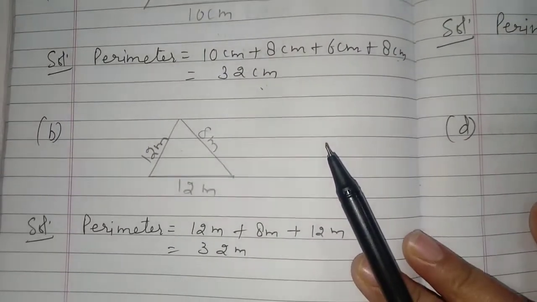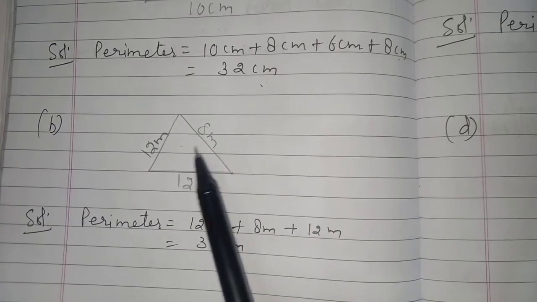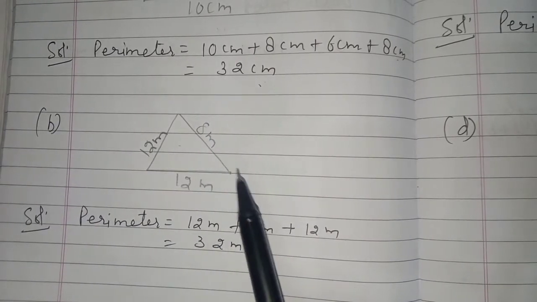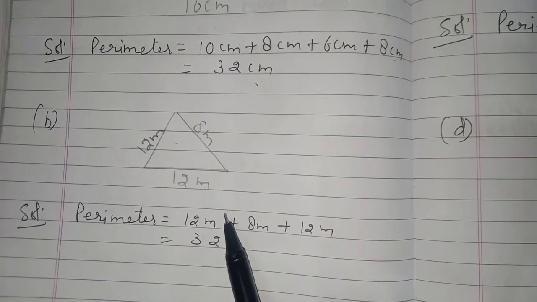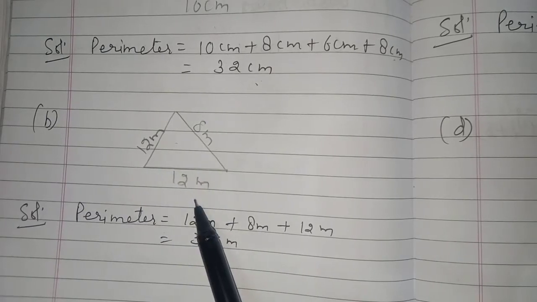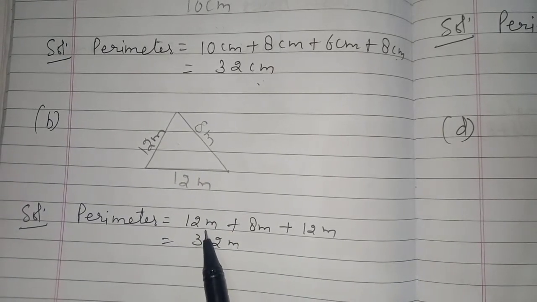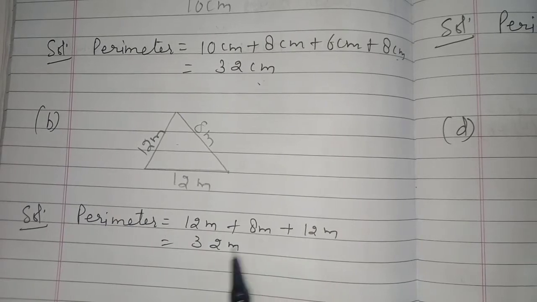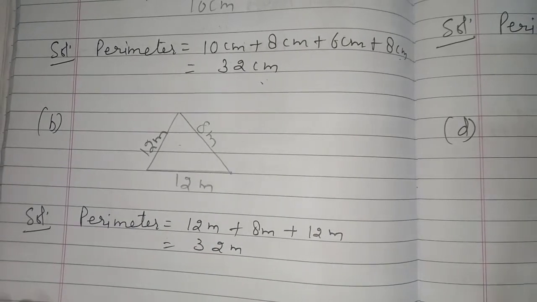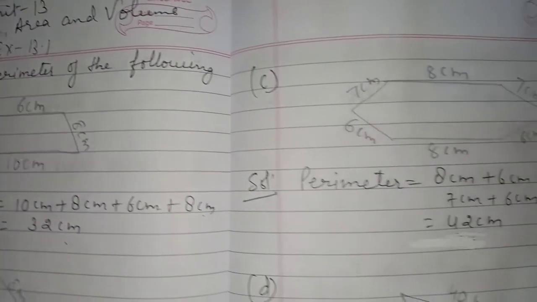Now the second figure is that of a triangle, and the three lengths of the triangle are given to us. Now we will add these lengths and find the perimeter. So 12 meter plus 8 meter plus 12 meter is 32 meter.